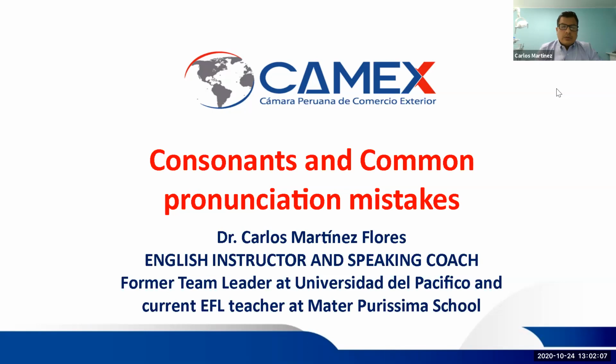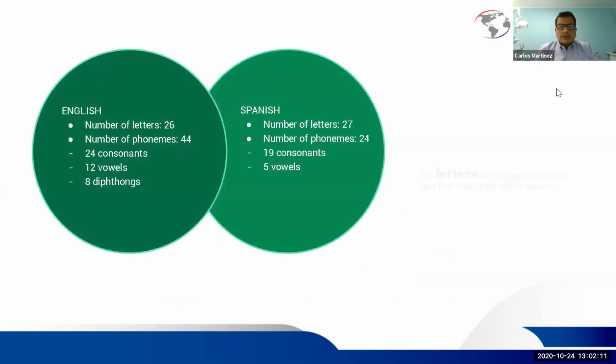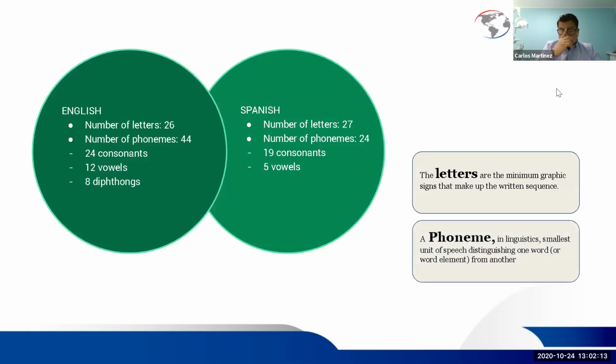Just to review, this is something that we mentioned in the last class, but I wanted to review it before we continue with the topic because the last class we only got to cover vowels. Today we're going to cover the rest of the letters, the consonants. Remember that English has a total number of 26 letters, whereas Spanish has a total number of 27. But in contrast, English has 44 phonemes, whereas Spanish has 24. So almost double.